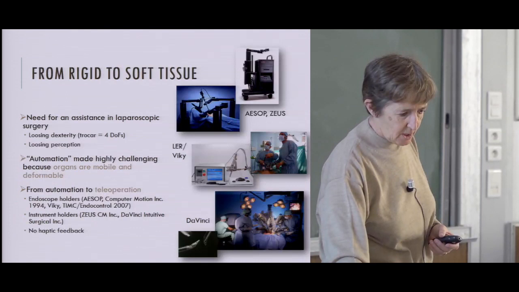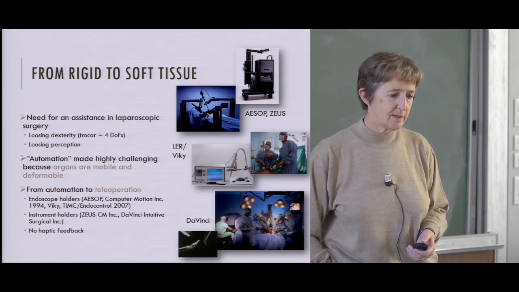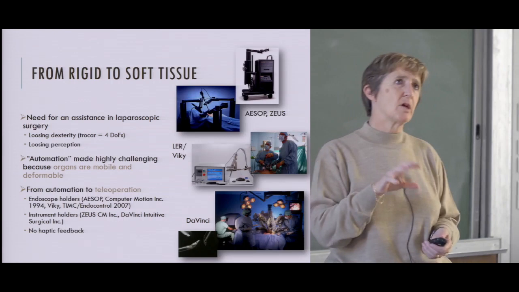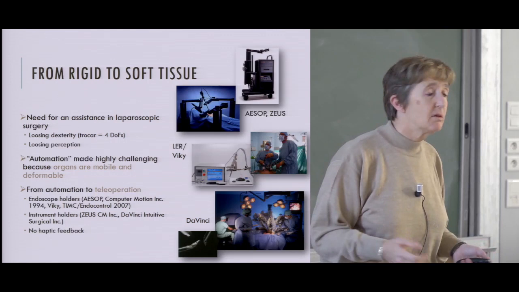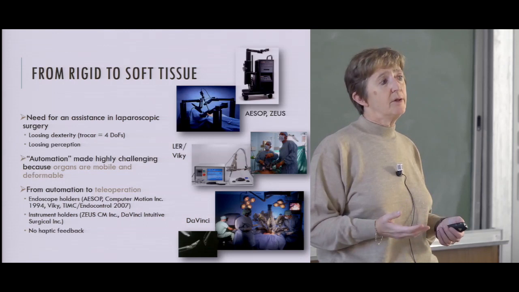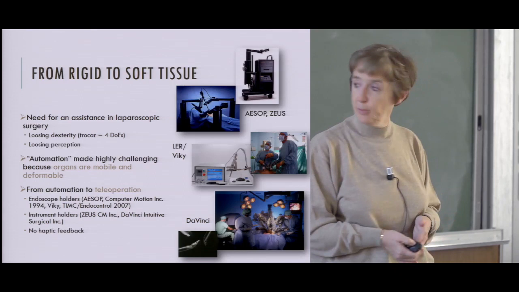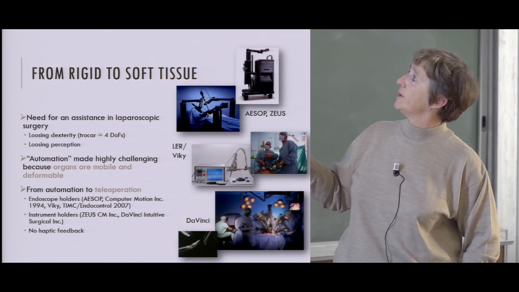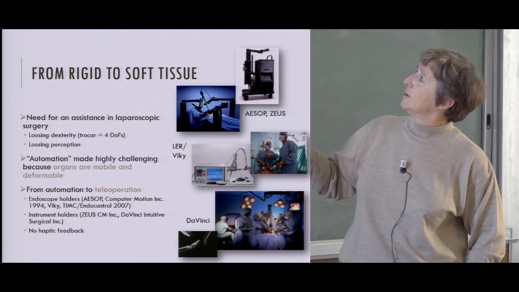Concerning robotics, people changed their mind a little bit at that time, because in the first stage, when people considered rigid structures like bones, it was in fact like machining. When you machine a surface, you have to be precise, you have a plan, you execute it. But if the organs move and are deformed, you cannot reason about automation. So people developed systems for teleoperation. You can see the first systems developed here; some of these robots carry instruments, some of them carry what is called an endoscope.